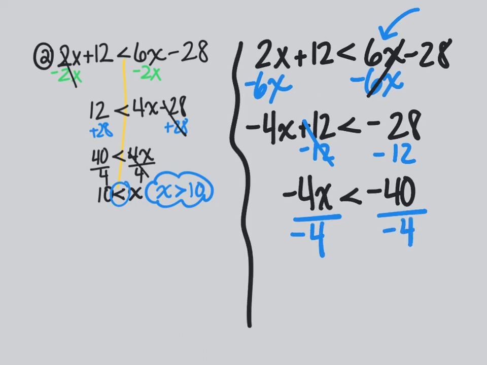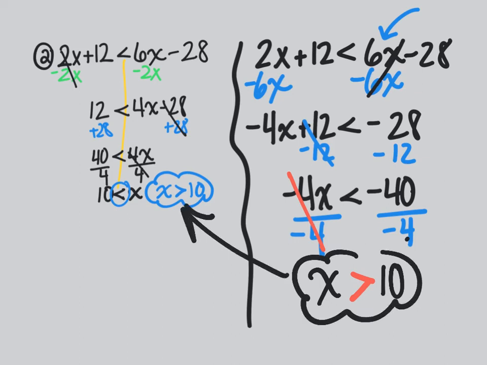Here's where that trick comes in, though, when you're dividing inequalities by a negative number. If you're dividing by a negative number or multiplying by a negative number, in either case, you have to make sure that you switch the direction of that sign. So instead of being less than, it's now going to be greater than. And so we will be left with x is greater than, and then here we have negative 40 divided by negative 4. That's a positive 10. And so we get the same answer as we did over here. We just kind of got there in a different way.